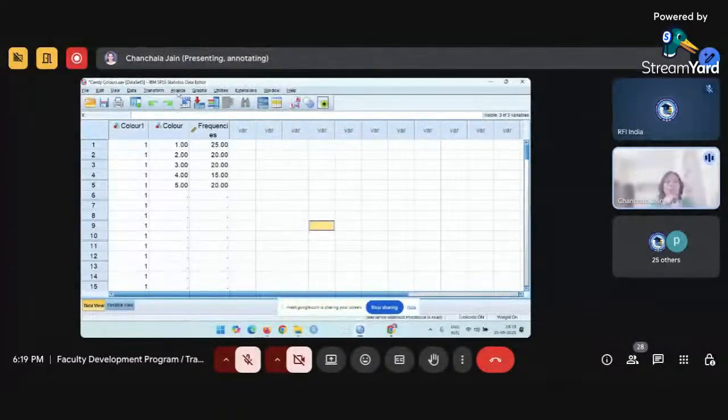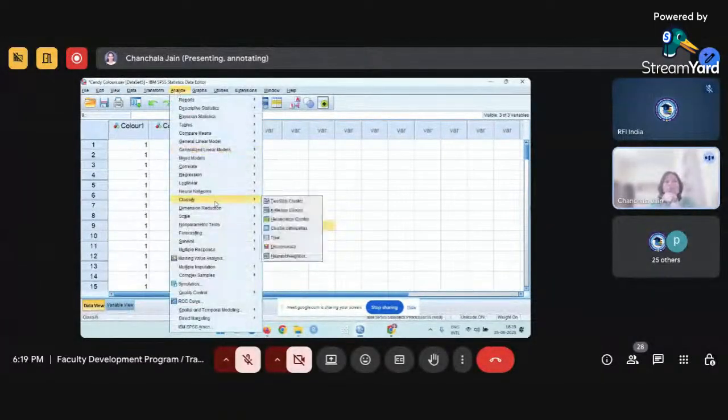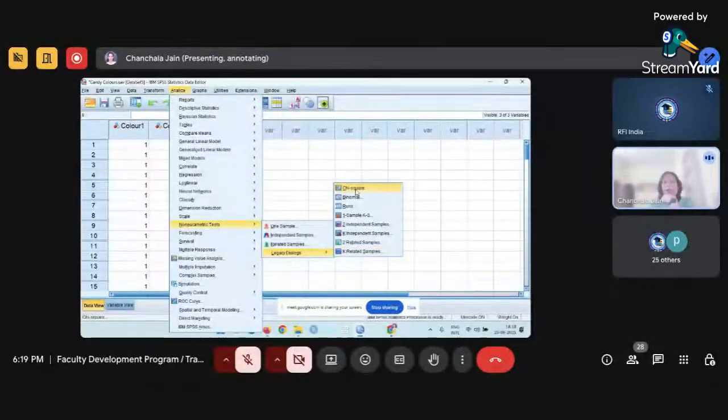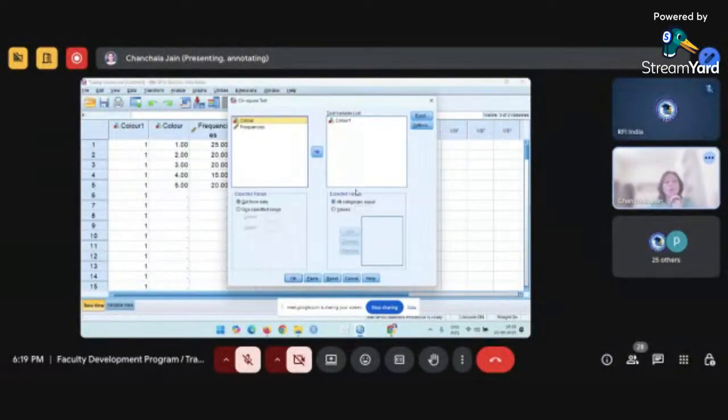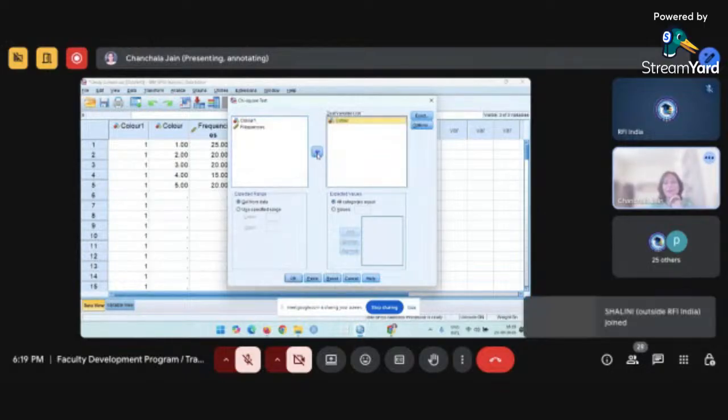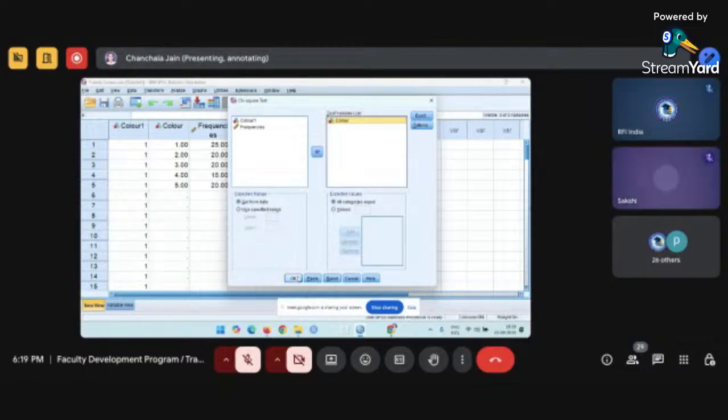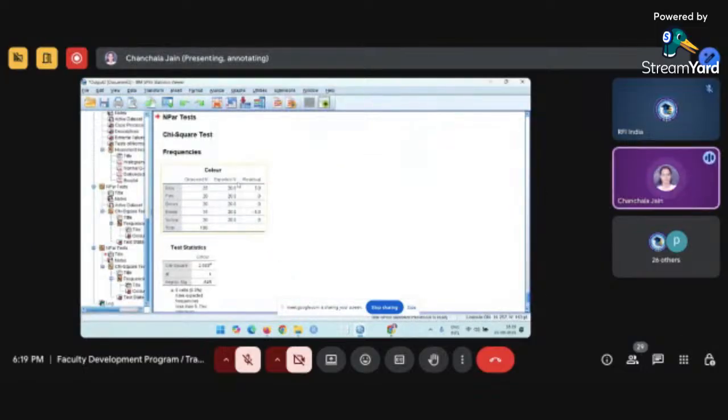Now I think we can perform the chi-square test. So we'll go to analyze, non-parametric tests, legacy dialogs, and chi-square. Click on this. You can reset this and then shift your color variable into the test variable list and press OK only. So you can see we are getting the same results.